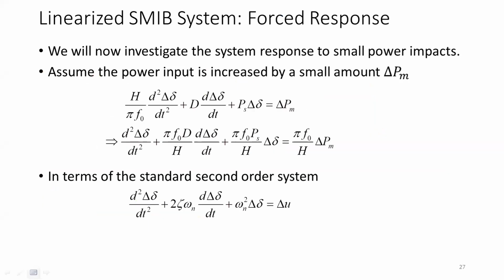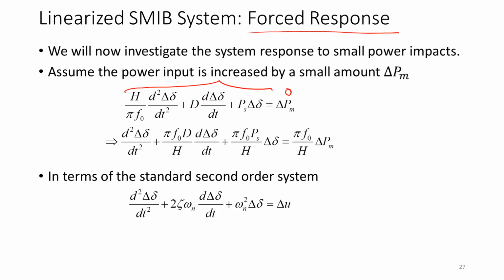Now we'll see what happens when we go for forced response. All of you should recall this expression from your previous slide. What was the difference between this expression and the expression that we had considered so far? The del P input. Previously over here we had a zero, that is, we had no input.